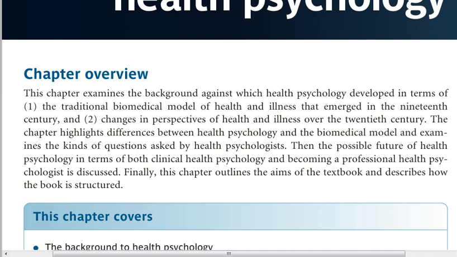health psychologists. Then the possible future of health psychology in terms of both clinical health psychology and becoming a professional health psychologist is discussed. Finally, this chapter outlines the aims of the textbook and describes how the book is structured.